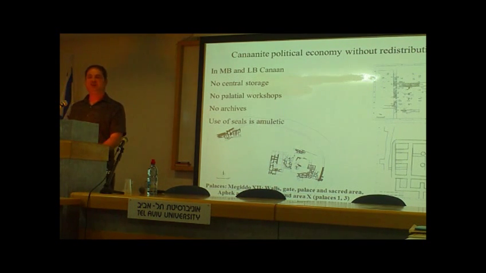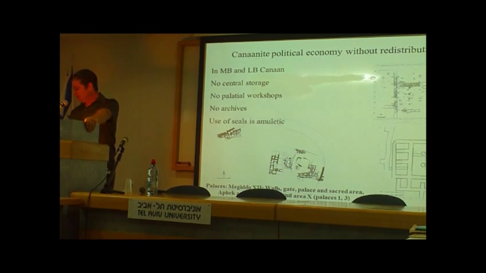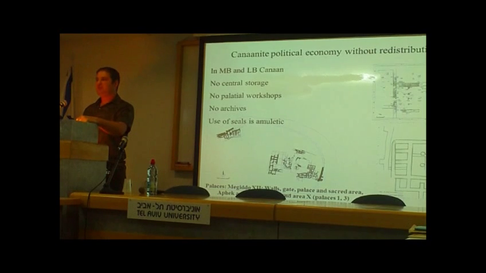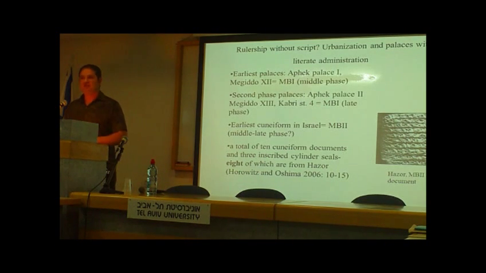Now, at the same time we have palaces. And we have palaces from the very beginning, or let's say immediately after the beginning of the Middle Bronze Age. You see the palaces of Megiddo, Stratum 12, there was even in 13 a palace. There were palaces in Aphek, there was a Middle Bronze Age 2A palace at Kabri. Now the astonishing fact about the palaces is that they had rulership without script.